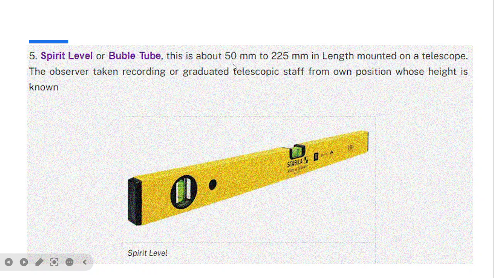Then you see the spirit level, or the bubble tube. This is about 50 mm to 225 mm in length, mounted on a telescope. You can have smaller telescopes just to observe. The observer takes readings from the graduated leveling staff held on a position whose height is known. The spirit level is there to set up a leveled station where you can measure the differences in heights when carrying out this leveling survey.